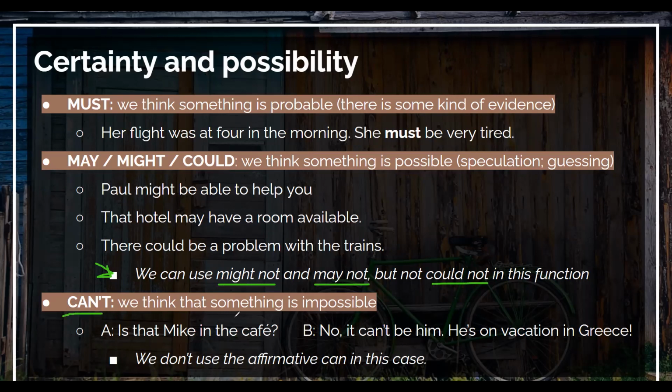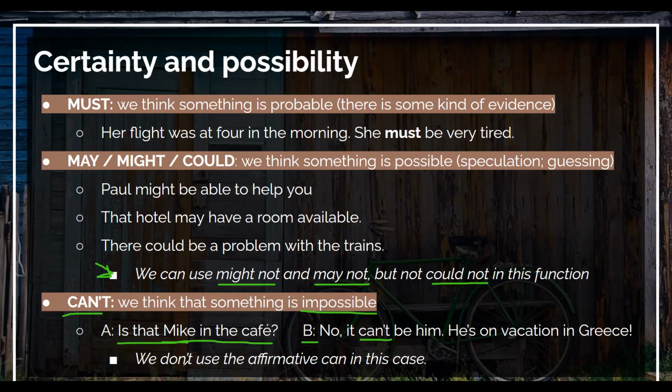This is when we think that something is basically impossible. And this usually happens in conversations with other people or when we have different pieces of evidence in the conversation. For example, imagine that you are going out with one of your friends and then your friend asks, is that Mike in the cafe? Like you think you see a person who looks like Mike, so you think it's that person. But you know that it can't be him. He's on vacation in Greece. So there's no way that that person is Mike. It's impossible because he's not in the city.